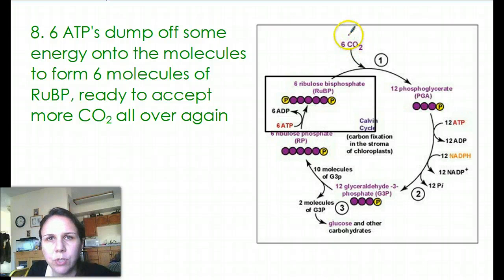So 6 CO2s diffuse into the leaf. They join up with 6 RUBPs, and they rearrange themselves to make 12 PGAs. The PGA gets dumped upon by ATP and NADPH to produce 12 G3Ps. 2 of the G3Ps leave to become sugar, and the 10 left over rearrange themselves again to make 6 RPs. The 6 RPs get some phosphate from ATP to become 6 RUBPs, who are ready to pick up CO2 and start it all over again.